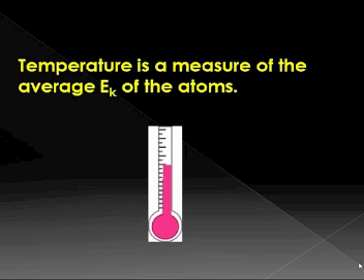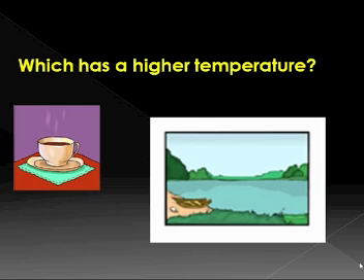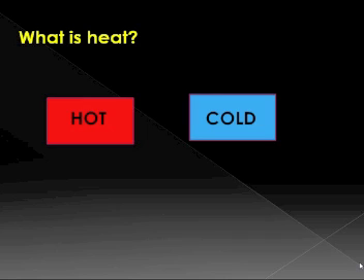Now the temperature is a measure of the average kinetic energy of these atoms. They're moving and they cause a liquid then to rise in a thermometer. The higher the rise, the higher the temperature, the greater the average kinetic energy of the atoms in the material. Now, which has more thermal energy, the lake or the tea? Well, the lake has all of the molecules moving with less kinetic energy, but there's so many billions of them, it has much more internal or thermal energy. But if we said which has the higher temperature, it would be the tea, because all of the molecules have a high temperature.